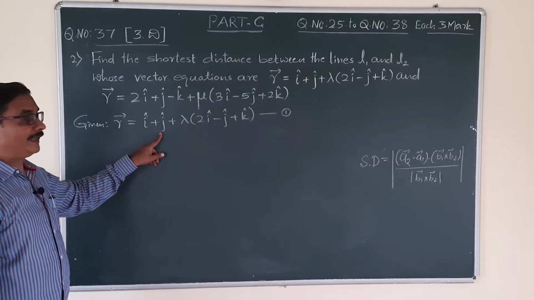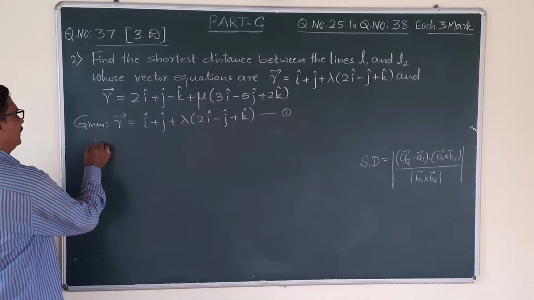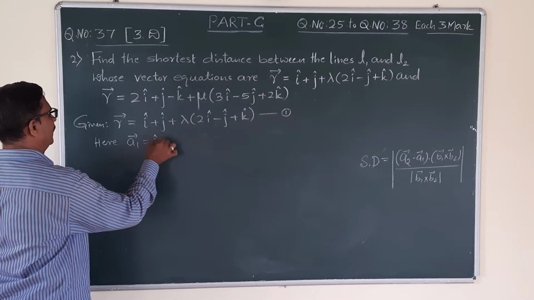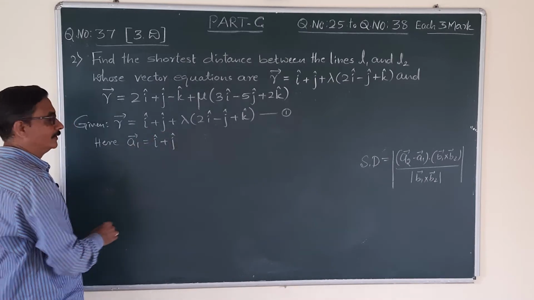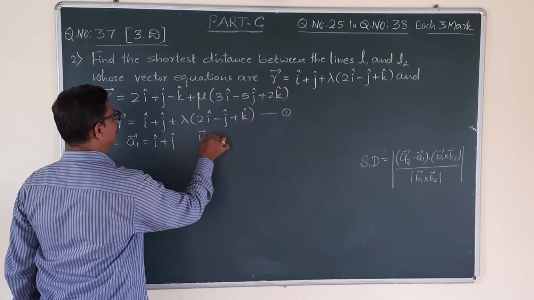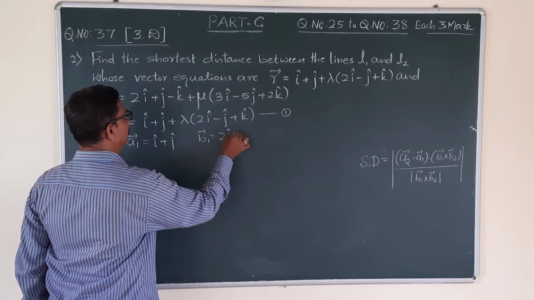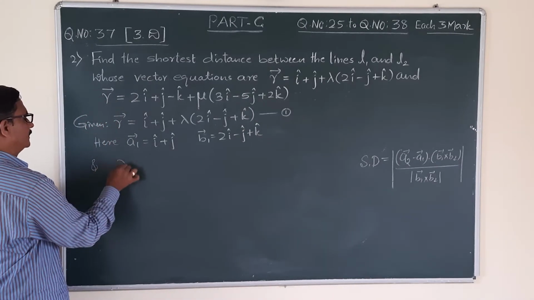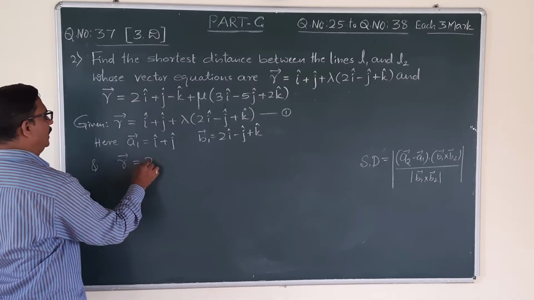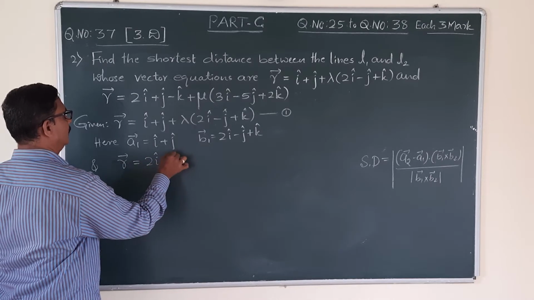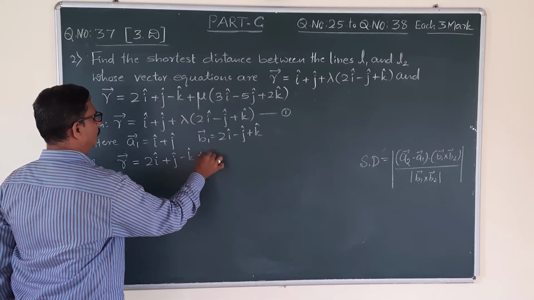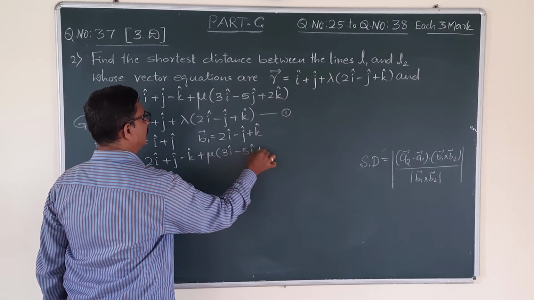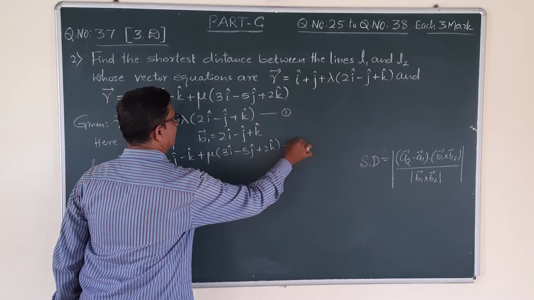R is equal to a1 plus lambda b1. Here, what is the a1 vector? The a1 vector is i plus j, only two values. And b1 is the vector 2i minus 1j plus k. Okay. And the second equation of the vector is r is equal to 2i plus j minus k plus mu into 3i minus 5j plus 2k. This is the second vector.